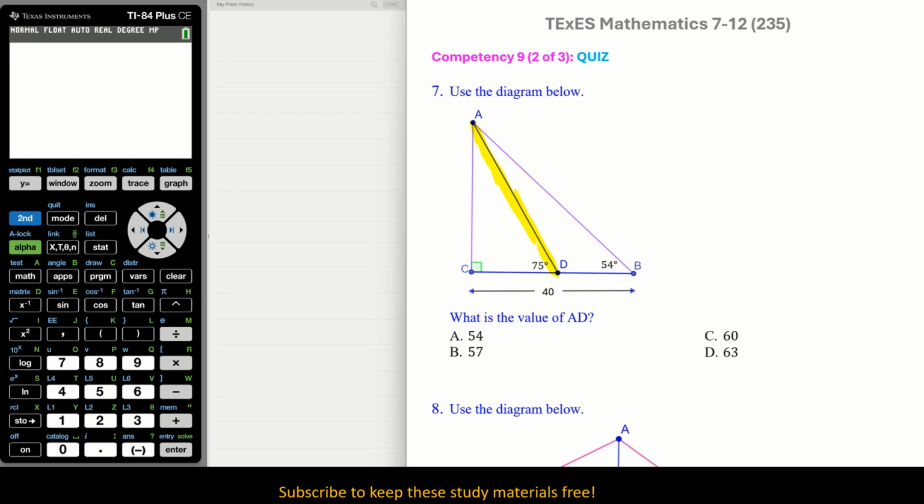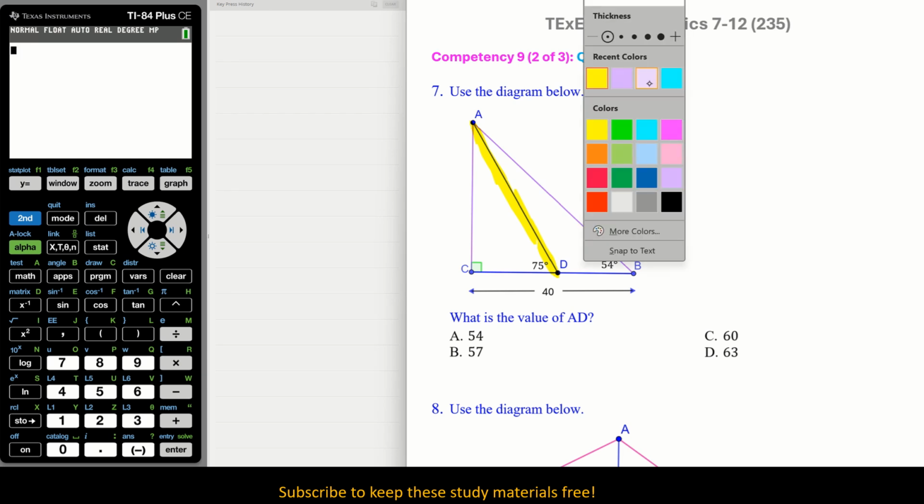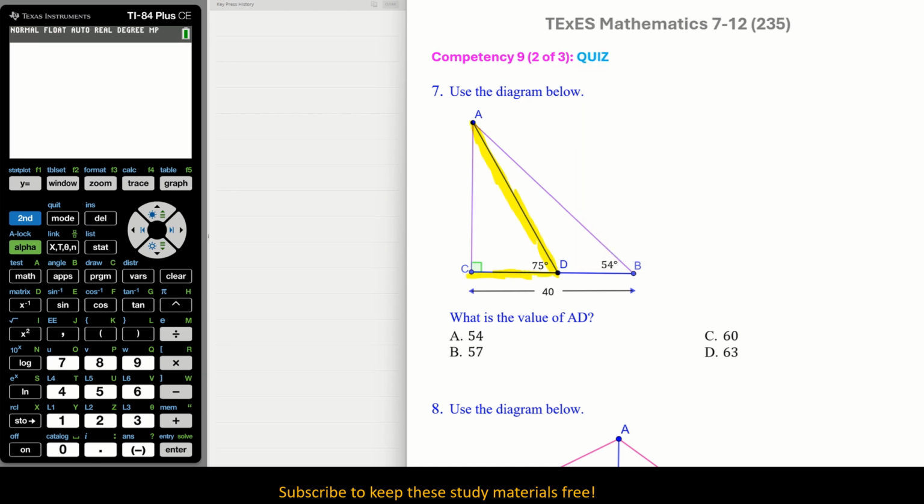They do give us one entire leg. This is what's given, and they're saying this is 40 units. Well, we know what to do with that. There's a couple ways that we can handle that, but I'm thinking the best way is to look at this 54 degrees and the fact that it's a right triangle and we have 40.